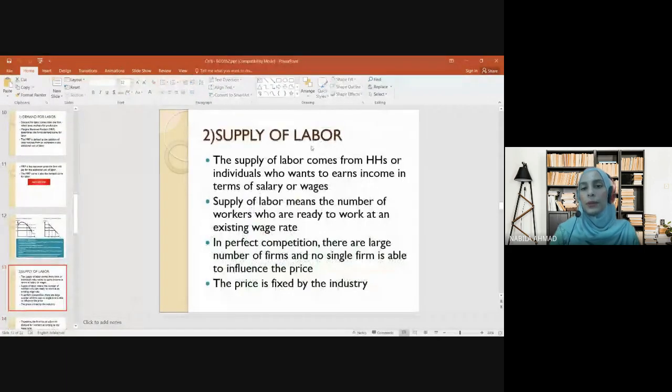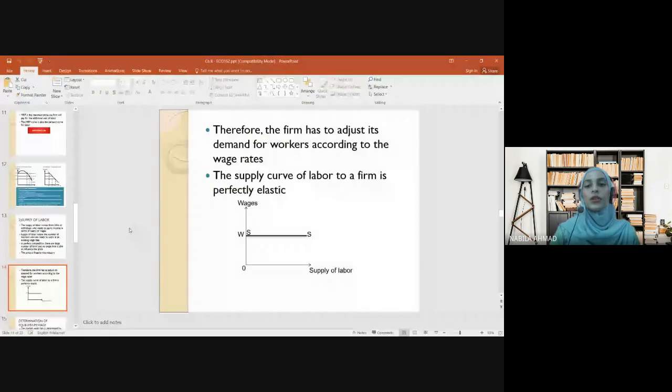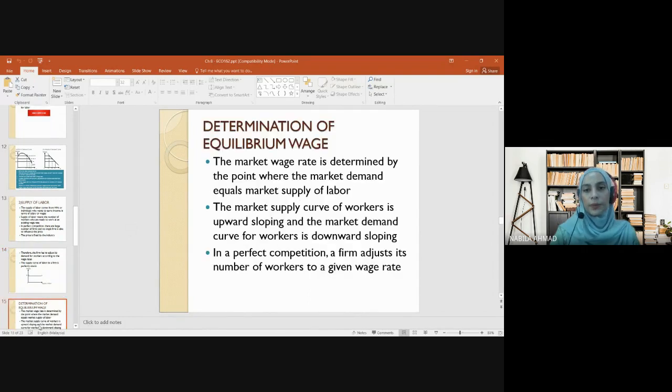Untuk supply of labour pula, comes from individuals atau from household to earn wages or salary. Okay, so untuk kalau kita hanya fokus on perfect competition, so kita kata there are large number of firms and no single firm is able to influence the price. So the price is fixed by the industry. So kita kata the supply curve of labour adalah perfectly elastic ataupun horizontal.